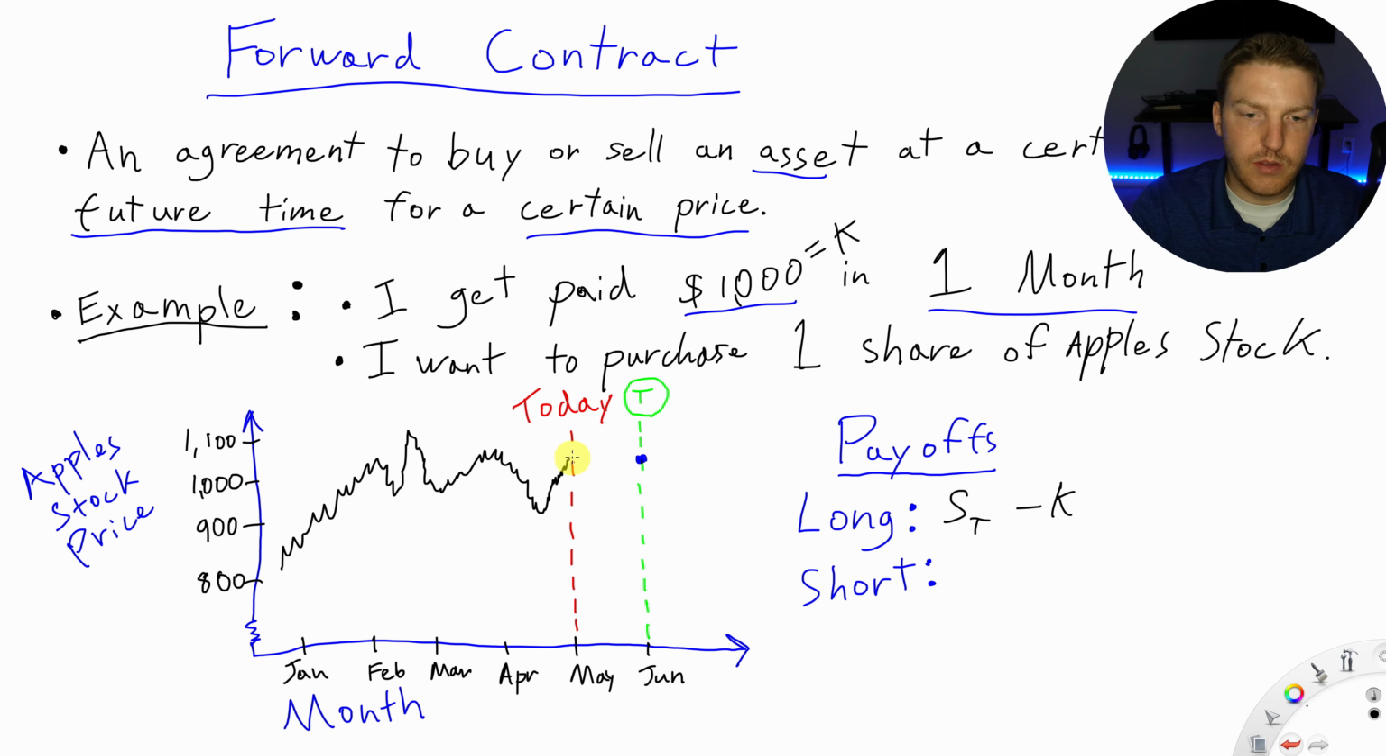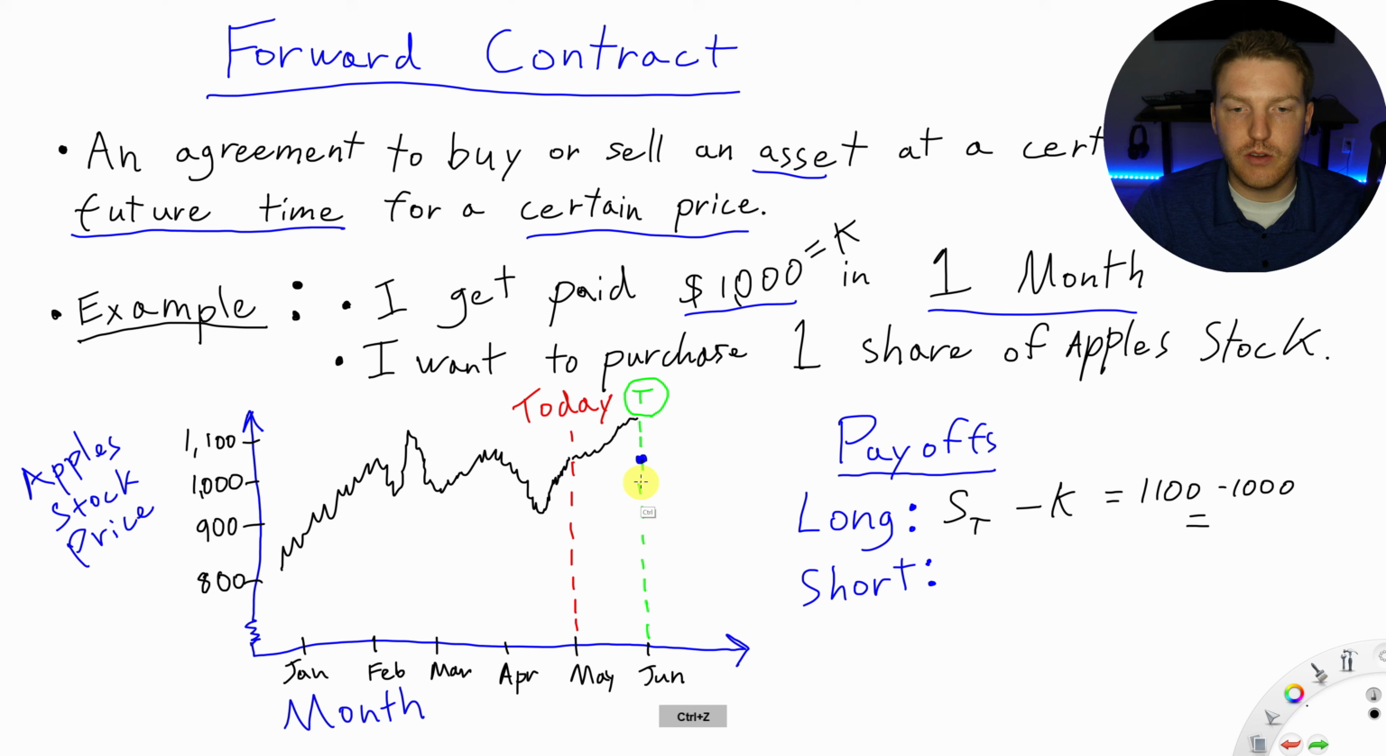And so if the price of the stock bounces around and goes up to, let's say, $1,100, my payoff as the long is going to be equal to 1,100 minus the 1,000 strike, which gives me $100 profit. And you can see that because I've retained all this value here: I'm buying an asset that's actually worth $1,100 for only $1,000. So that worked out extremely well for me.